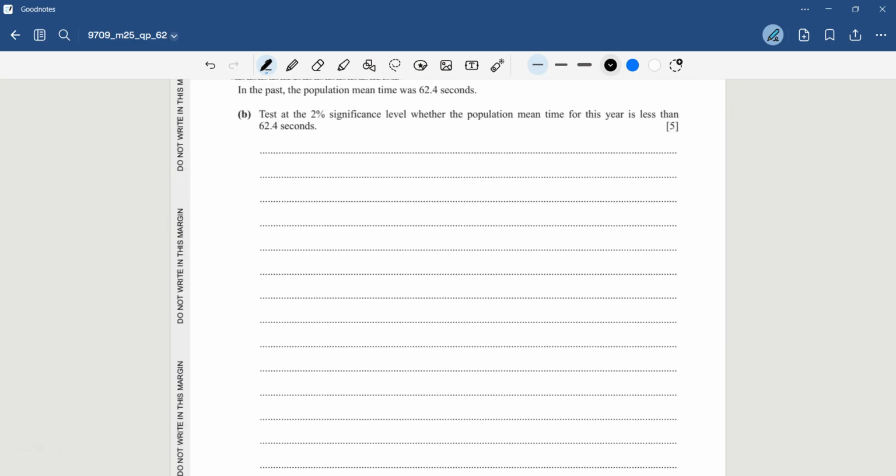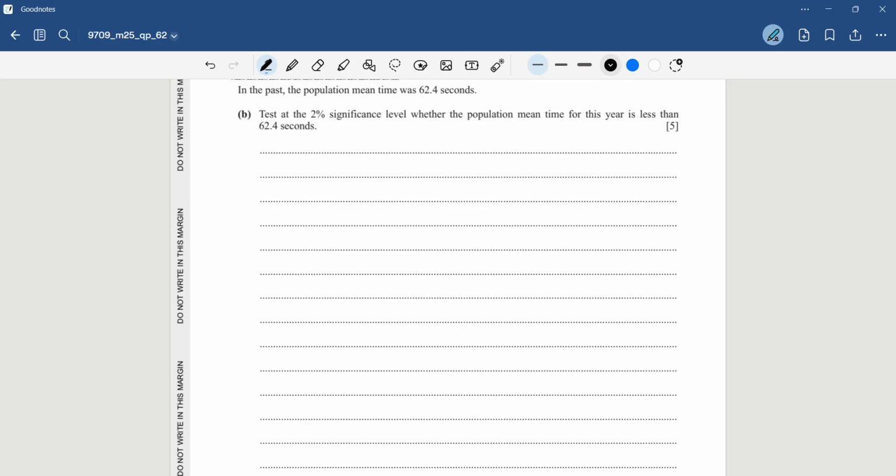For B, in the past the population mean time was 62.4. Test at 2% significance level whether the population mean for this year is less than 62.4.